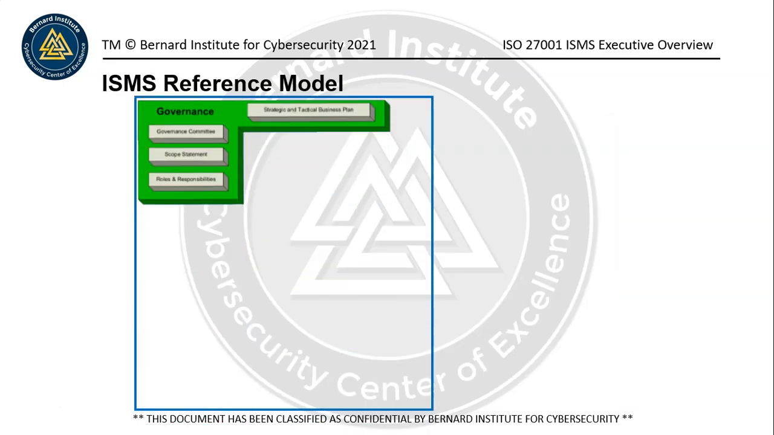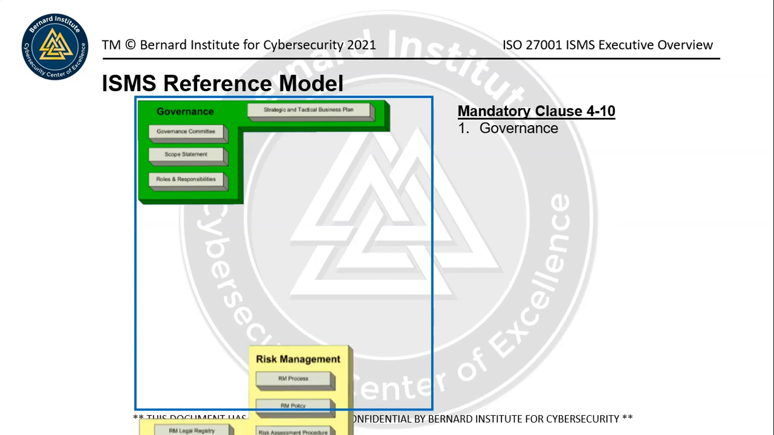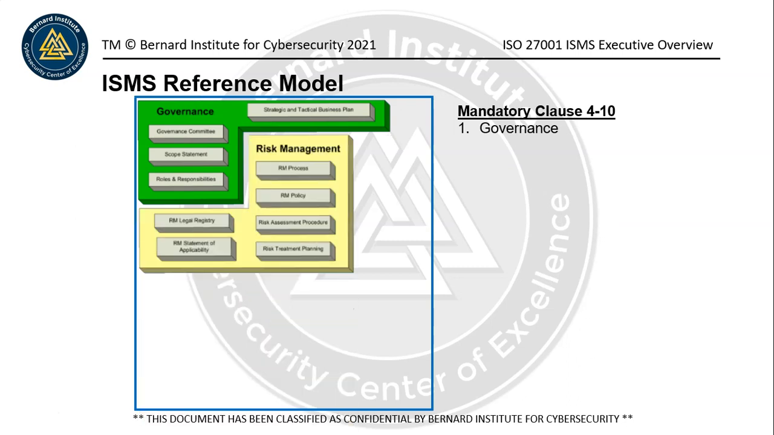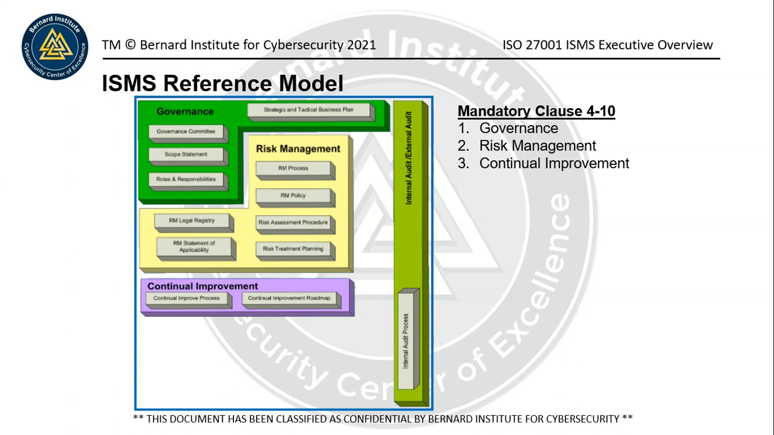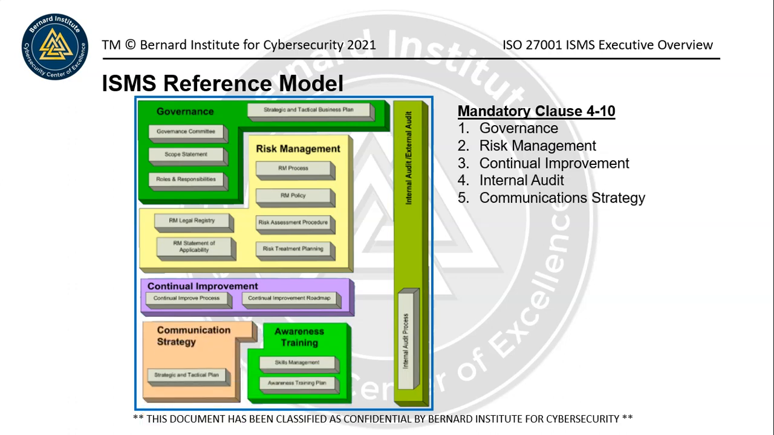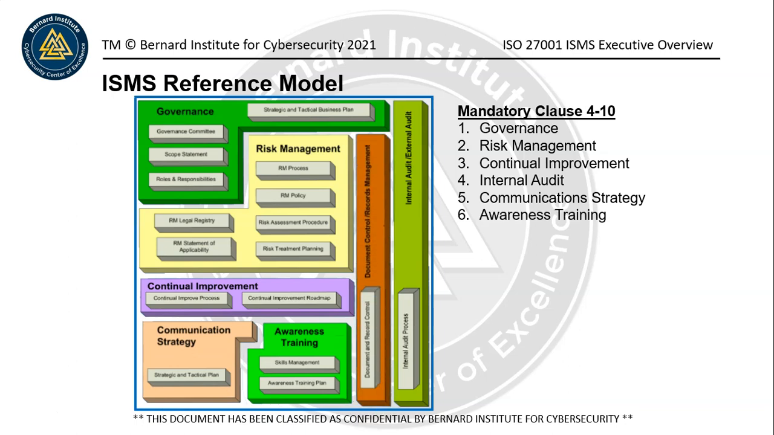We've created a reference model to simplify clauses 4 to 10, 148 controls. We created a governance module, a risk management module, continual improvement module, an internal audit, external audit module. We also created communication strategy and awareness training, and finally document and record management. And this is a very slick process in order to make this trainable, so that you could teach other people this process and so that they can follow it quite easily.